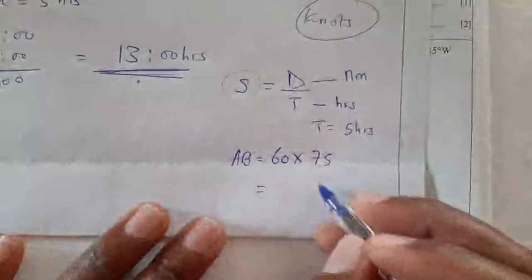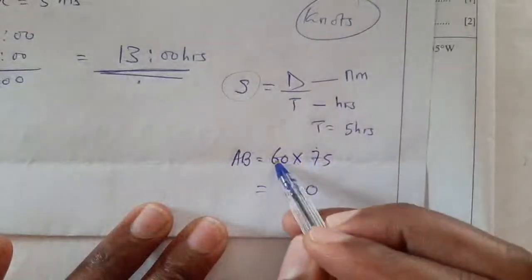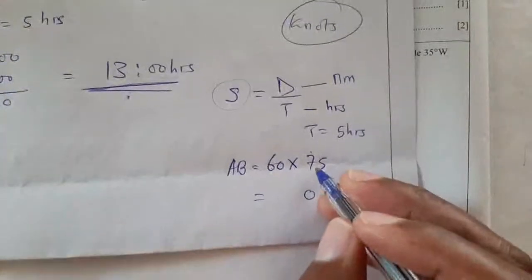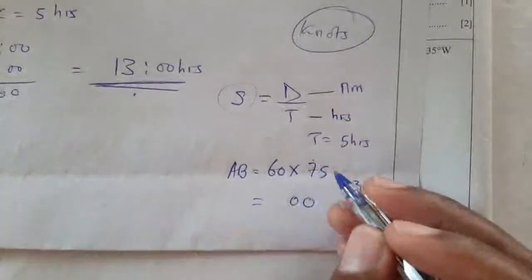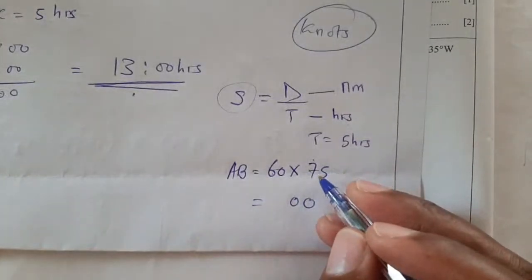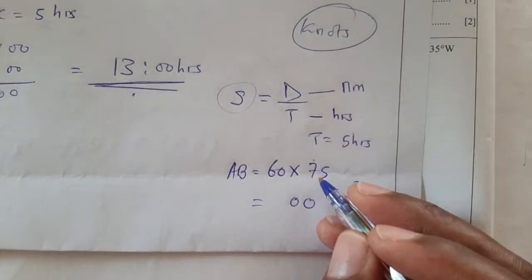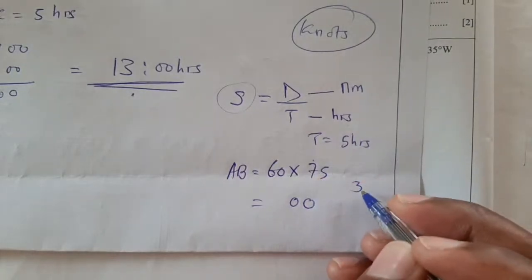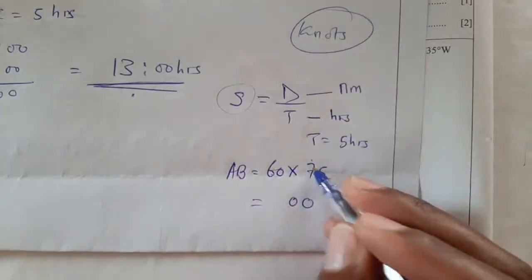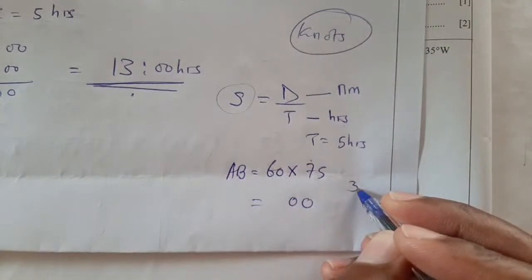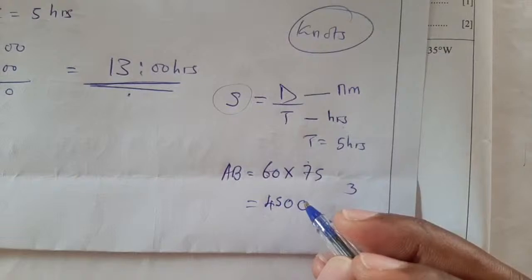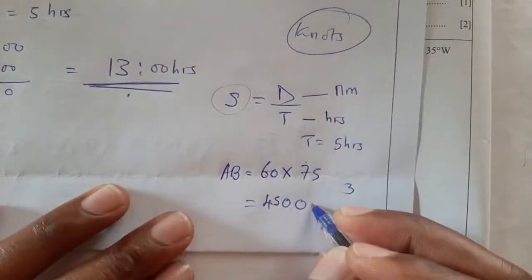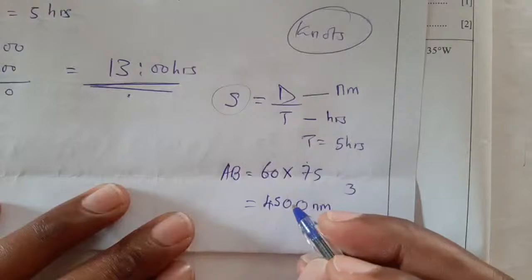So from here, we can maintain the 0 and then multiply 6 times 5, which is 30. So 0 carry 3. 6 times 7, what's the answer there? You need to know how to calculate such. 6 times 7 will give us 42, plus 3 is 45. So the distance in nautical miles is 4,500.